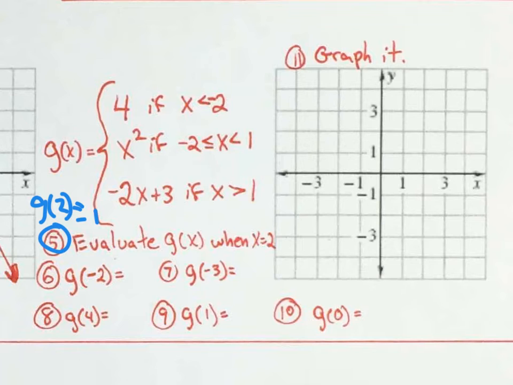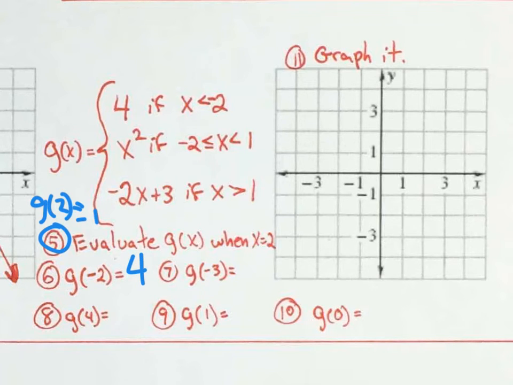Okay, let's move on to the next one. It's saying g of negative 2. So where are we going to plug in negative 2? Are you going to plug it into the top one? No. Are you going to plug it into the middle one? Yes. Negative 2 is definitely less than or equal to negative 2. Because of that little line on the inequality, you know that negative 2 is equal to negative 2, so you're going to use this one. Now, if I do plug in a negative 2 right in there, what do I get? Positive 4, and that's my answer for number 6.